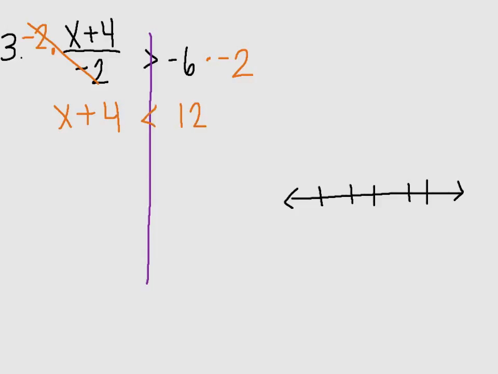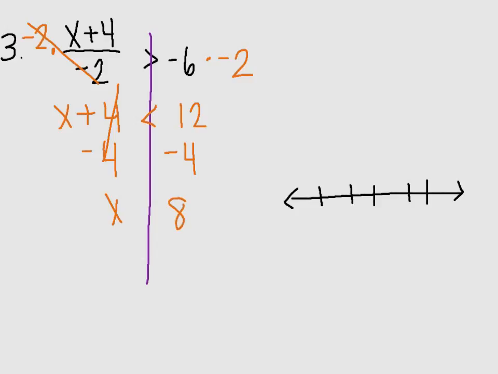Now I need to get rid of that plus 4. The opposite of plus 4 is minus 4, so I subtract 4 to both sides. My 4's cancel and I'm left with x on the left side. 12 minus 4, which is going to be 8.